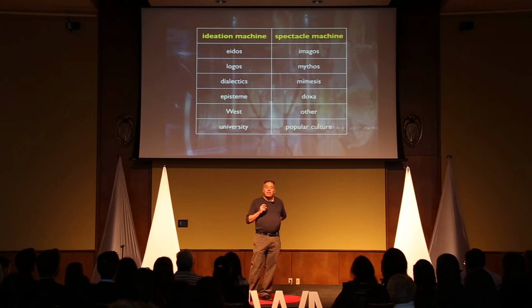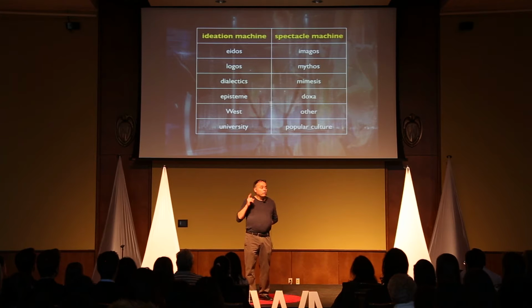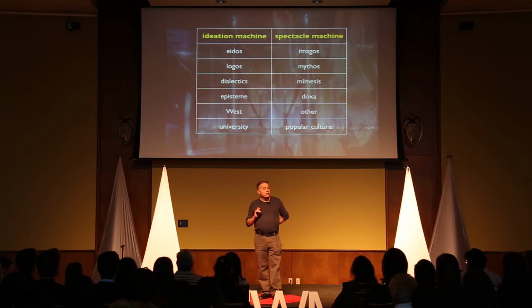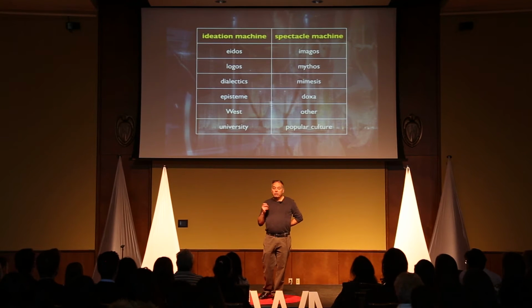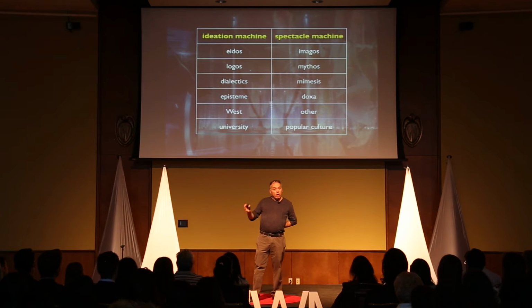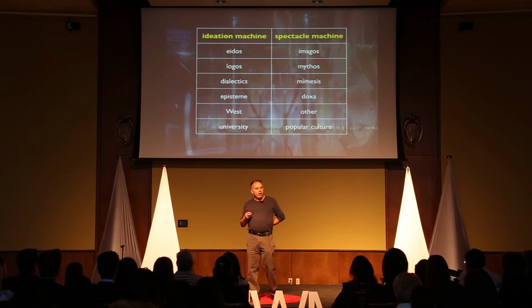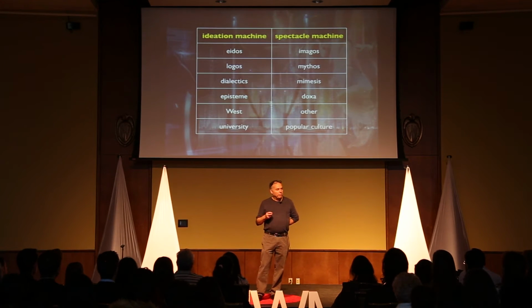Now, what I want to do is think about smart media in terms of two different kinds of thinking machines, the ideation machine and the spectacle machine. And if you know your Plato, you'll know that he opposed ideas and logic, or eidos and logos, to the myths and stories of the Homeric tradition. According to Plato, Homer involved getting people enchanted through something called mimesis. It was a kind of drug or pharmakon, he said, that kind of stunned people.